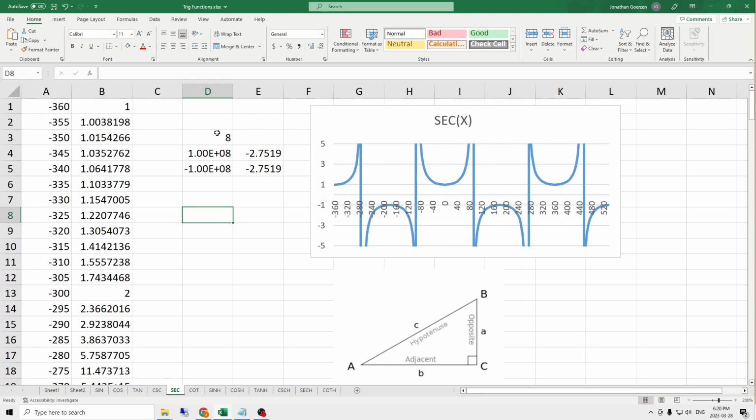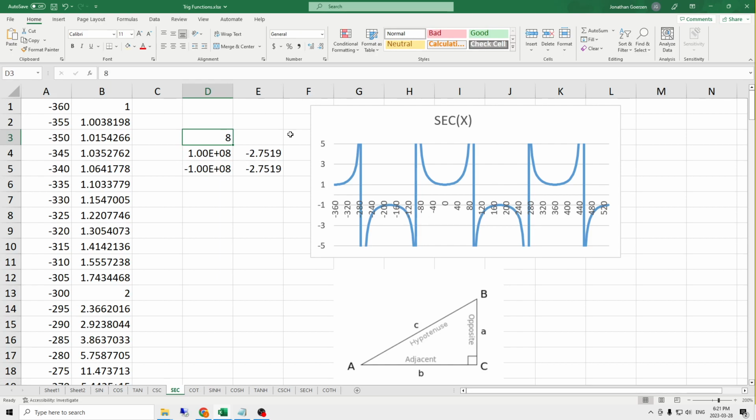The secant function is able to input large values up to 10 to the power of 8. Somewhere between 10 to the power of 8 and 10 to the power of 9, there is a numerical error. The number is too large.